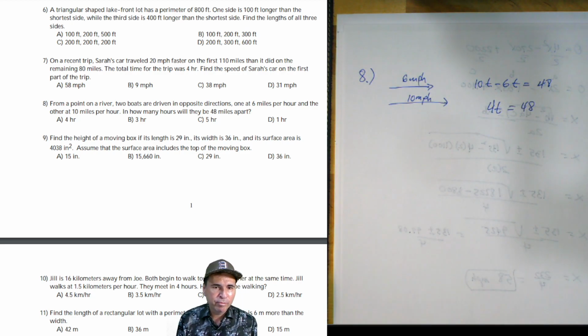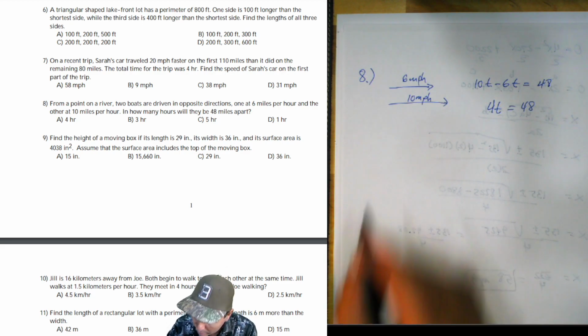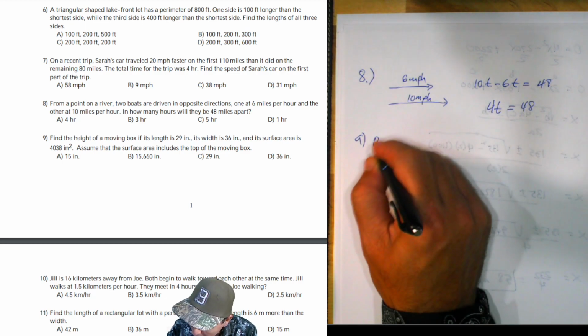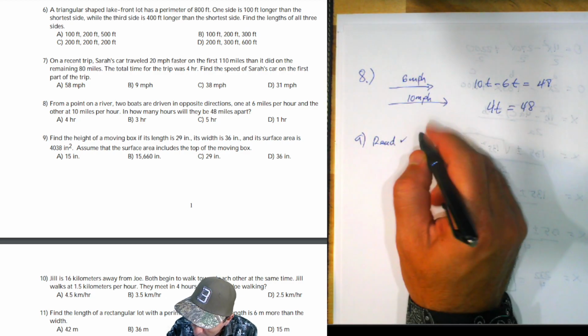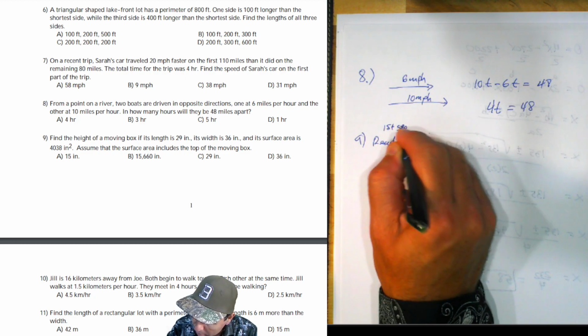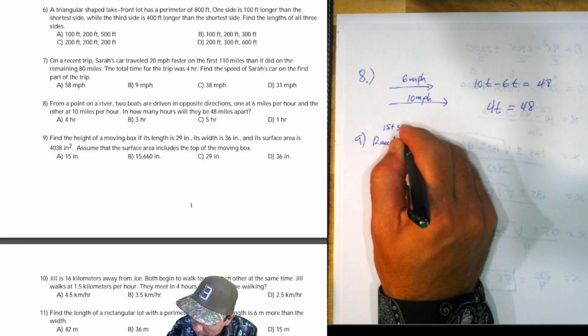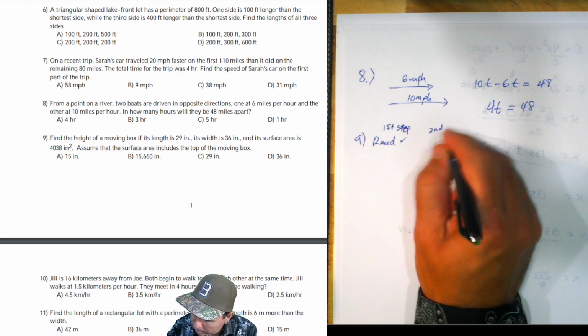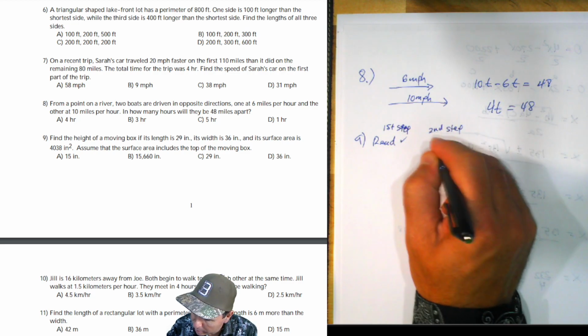Find the height of a moving box if its length is 29 inches, its width is 36 inches, and its surface area is 4,038 inches squared. Assume the surface area includes the top of the moving box. So we're going to have it completely covered. So again, let's draw a picture. So we read it, right? Check mark. Let's draw a picture. That's the first step. We read the problem. And the second step, we're going to draw a picture, right?